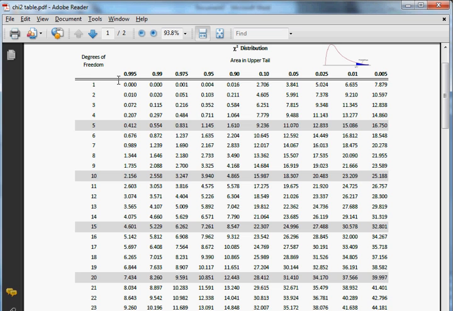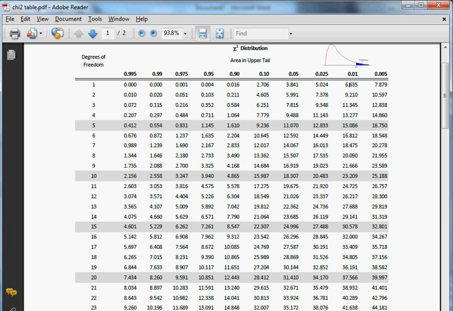Here it is. We have 1 degree of freedom. And what we're looking for is the two test statistics that fall on either side. Now, our chi-squared was 5.285, so we're talking in between 5.024 and 6.635. That means that our area in the upper tail is going to be between these two, 0.01 and 0.025.